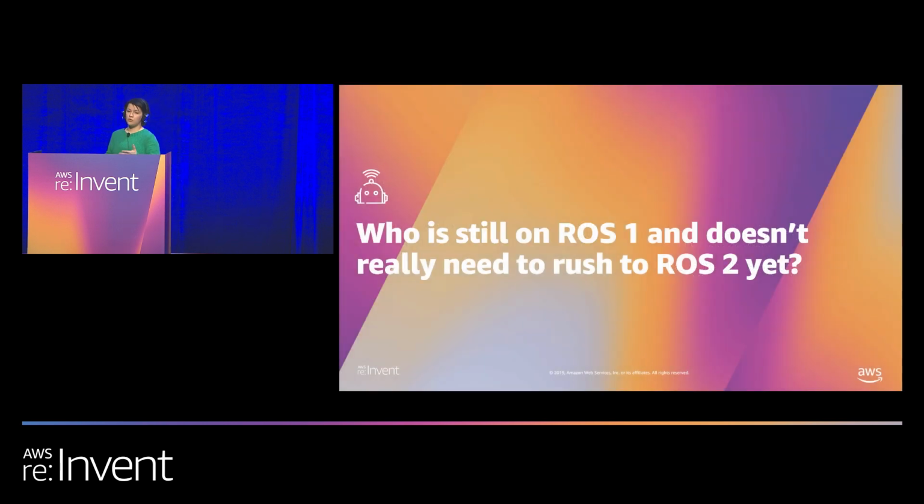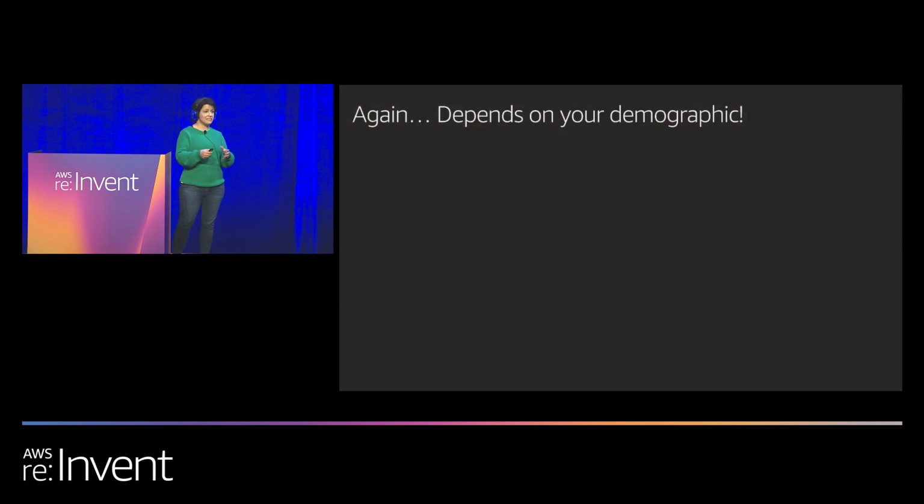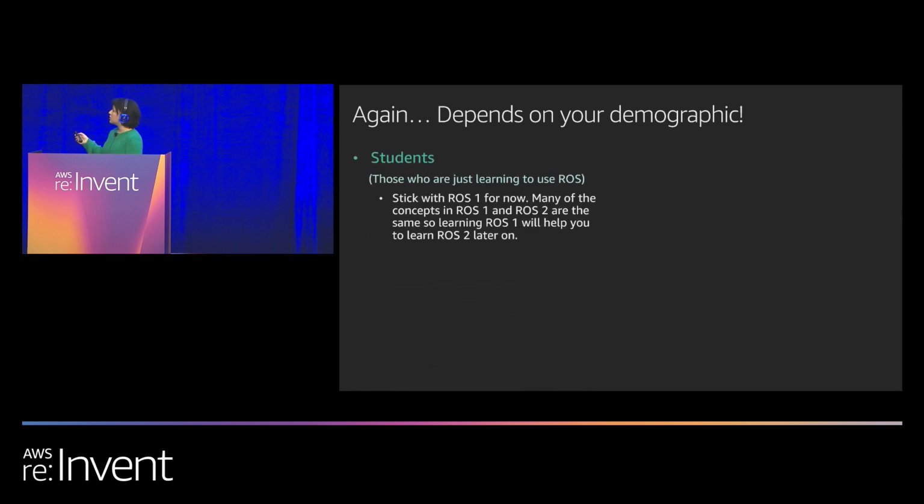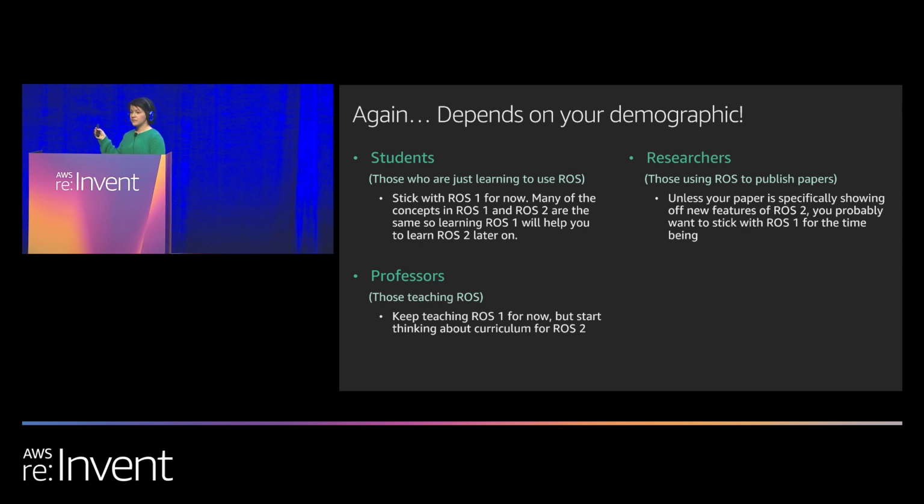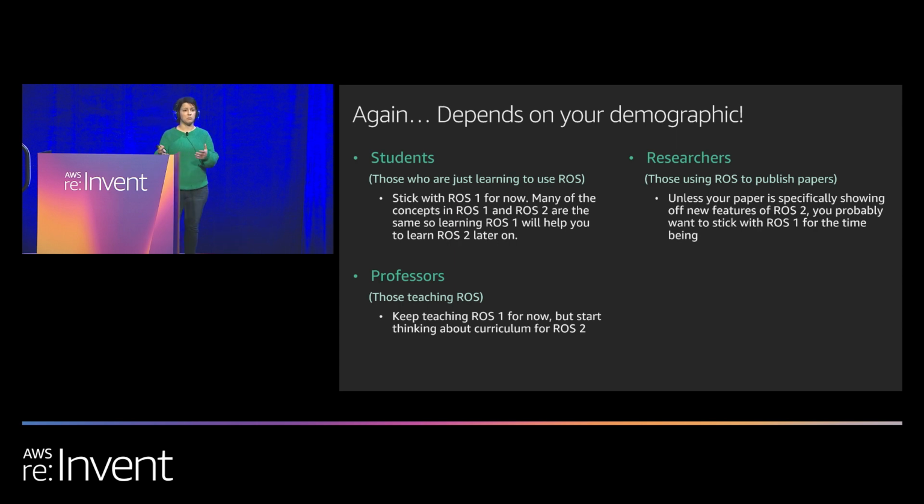Now, who's still on ROS 1 and doesn't really need to rush to port to ROS 2 yet? Again, I know you probably don't like this answer. It depends on your demographic. So in this case, you're going to be looking at very different people than on the previous slide. You're looking at students, professors, researchers, academia. Very different, because these people clearly have different use cases for what they're doing than what a commercial application wants to do.